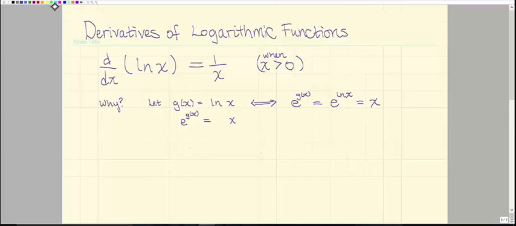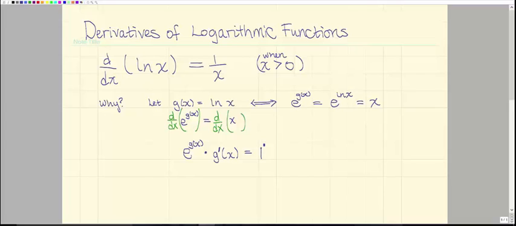Now when I have two functions that are equal, it so happens their derivatives are equal. So I'm going to compute the derivative of both sides of this equation using the rules of derivatives that I know. On the left-hand side, I have e raised to a function. So using that generalized exponential rule, the chain rule for exponentials, it should be e raised to the g of x multiplied by the derivative of that exponent g of x. Whereas on the right, the derivative of x is just the constant function 1.